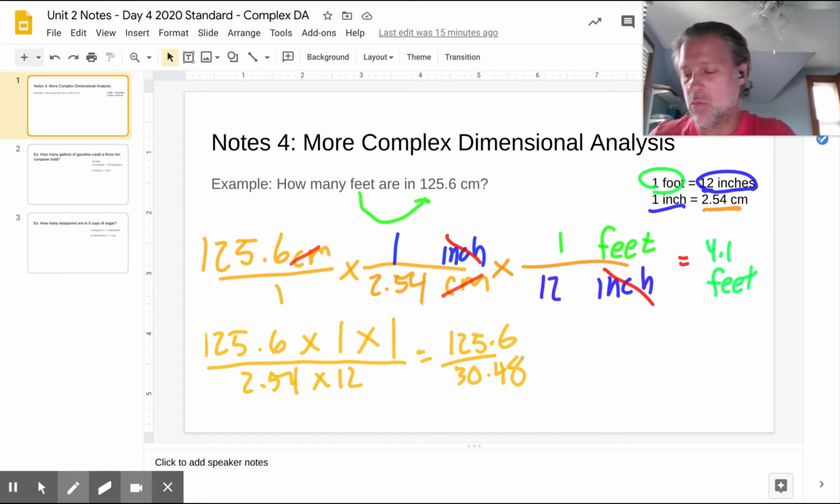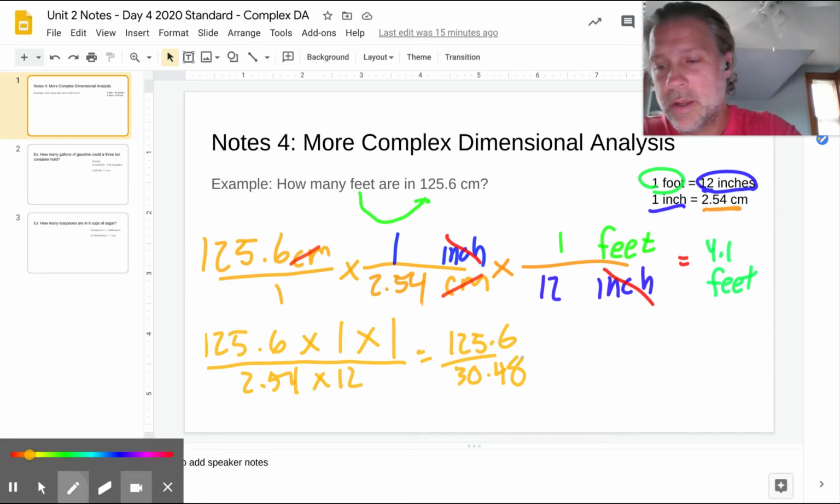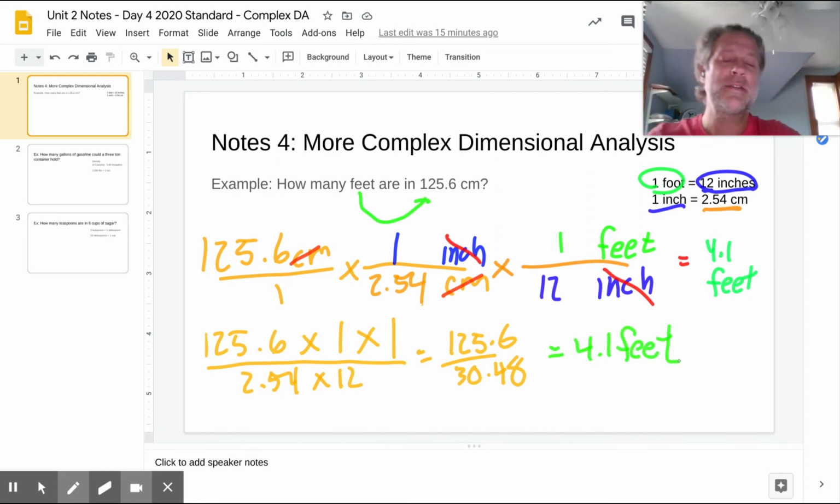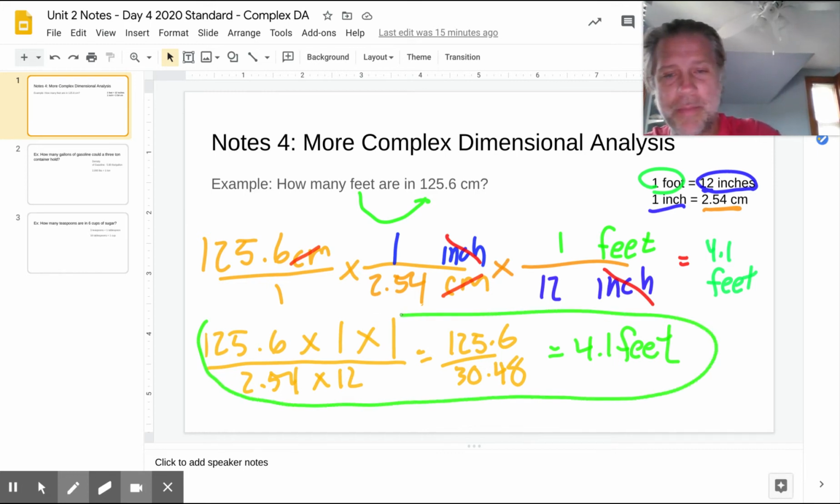And so if I take 125.6 divided by 30.48, I get something like, oh, weird, I get the exact same number, which is 4.1 feet. So that's the math that's really going on here. Sometimes when I put these in my calculator, I'll say in class, I take 125.6 divided by 2.54 divided by 12. And that's really what I do. But this right here is what's actually happening.